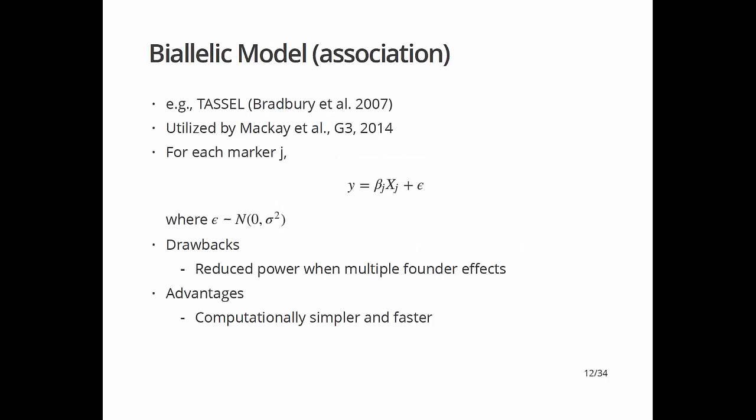As far as the biallelic model goes, that's much simpler. We're just estimating one effect, essentially, for each marker. The drawback, of course, is that if you have multiple founder effects, you're unlikely to be able to pick them up. But it's much more computationally simple, and it's much faster, and there are a lot of different software packages you can use, actually.